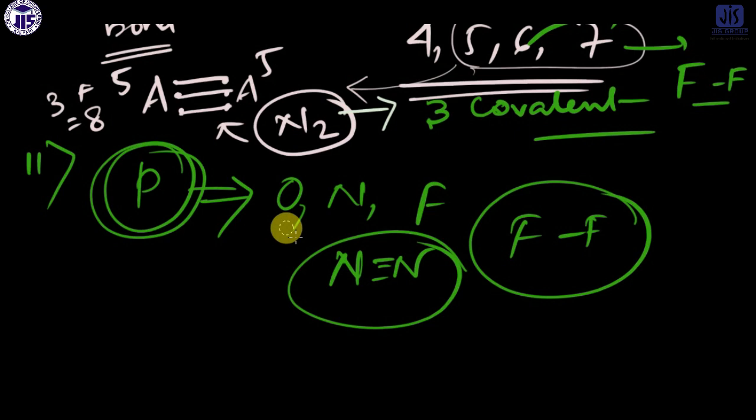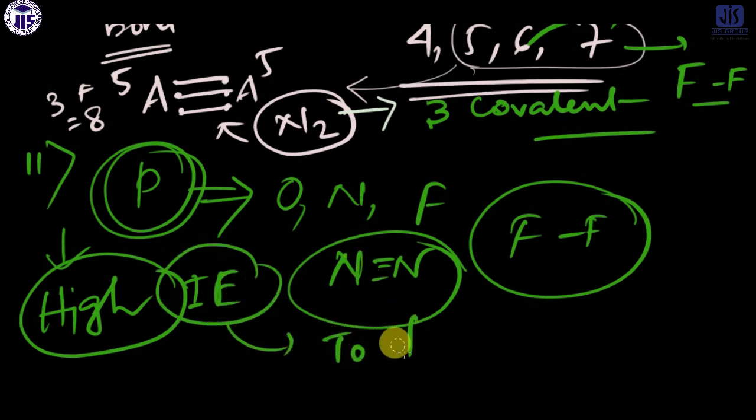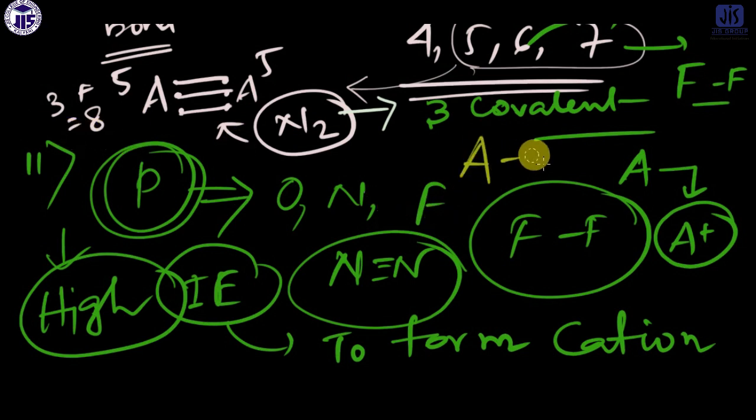And here high ionization enthalpy is required. If it is high ionization enthalpy, there is no scope, or it is very difficult, to form a cation, isn't it? Because if the ionization enthalpy is very high, it will be very difficult to form A to A plus. So there is no scope for formation of the ionic bond, and there is a tendency for formation of the covalent bond like this.